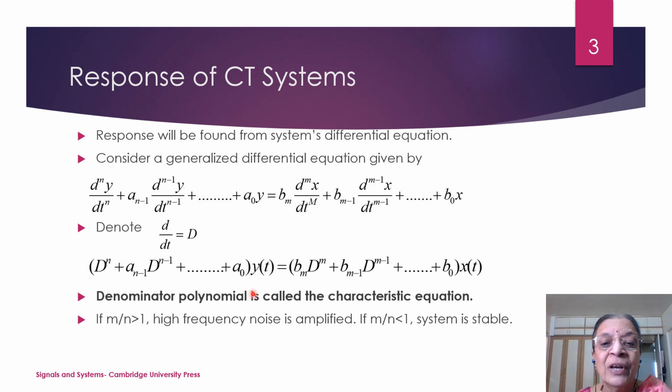Now there are a number of cases that will occur. If the degree of the numerator is greater than the degree of the denominator, that is m is greater than n, then high frequency noise will be amplified. So in this case the system is likely to become unstable. But if m is less than n, that is the degree of the numerator is less than that of the denominator, we understand that the system will be stable, and no noise will be amplified.